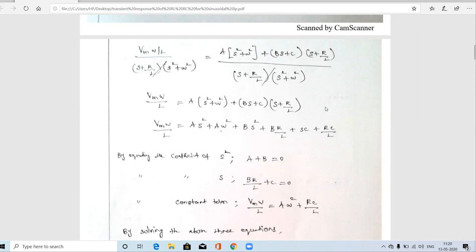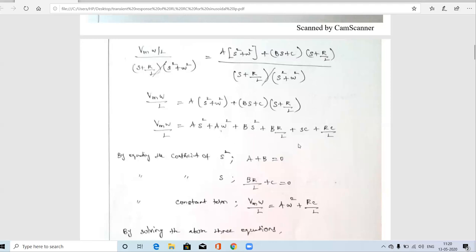In order to find the coefficients, first expand this fully. So a s square plus a omega square, then bs into s, bs square, then b r by l, then s into c plus r c by l. Just expand it. In this, we have six terms. Combine two terms: s squared is common. If you take s squared common, the answer is s squared into a plus b. Correct? So the coefficient of s squared on the right hand side is a plus b.